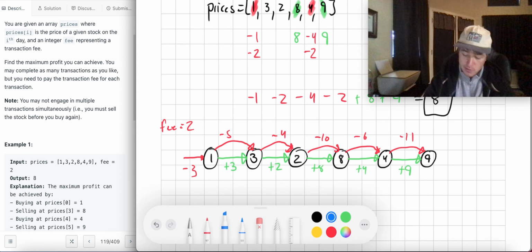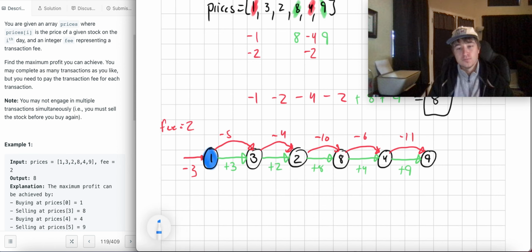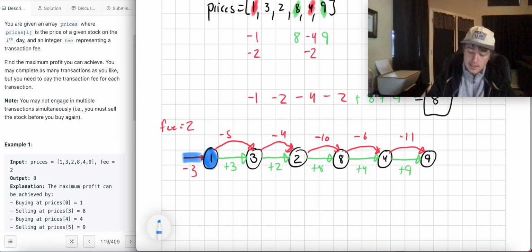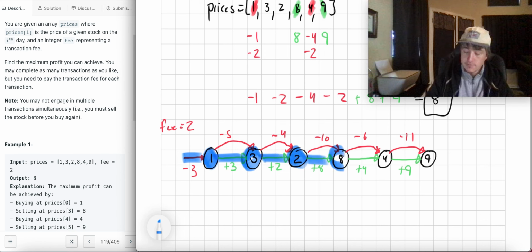Well, the maximum path would just be like, okay, if I start here, for example, or maybe I start here. I buy the stock, I sell it. What's the maximum path going to be from here? Oh, I'll sell it again. Oh, I'll sell it again. Oh, I'll sell it again.